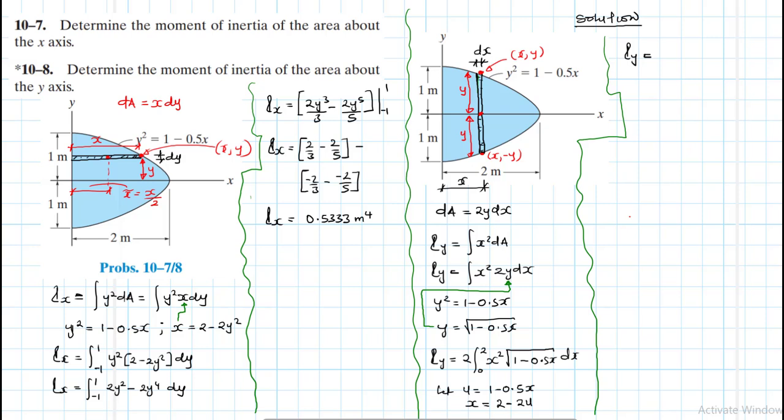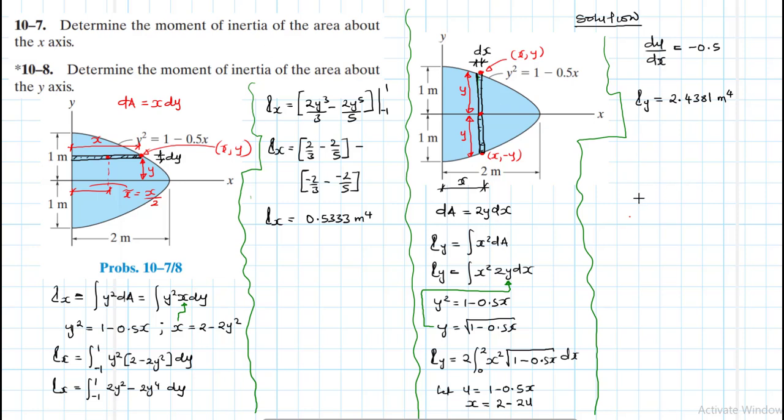Yes, we can do this, and then we know that du/dx is just going to be equal to minus 0.5. So we can work this out easily. And when we work that out, we'll find that Iy is equal to 2.4381 meters to the power 4.